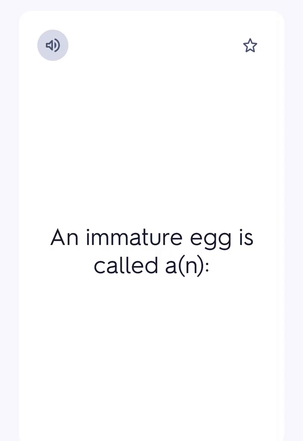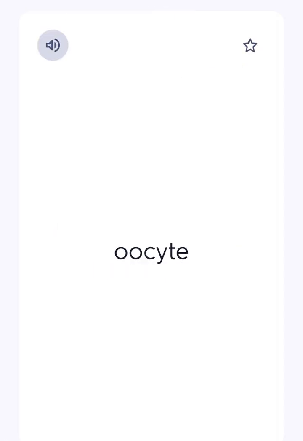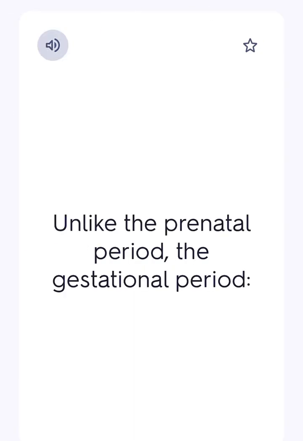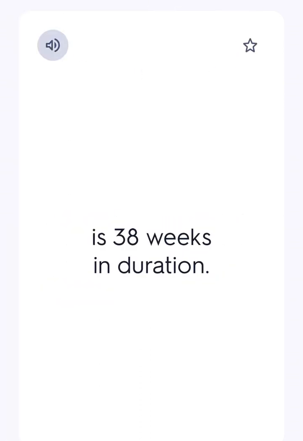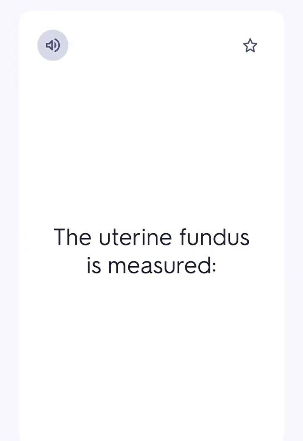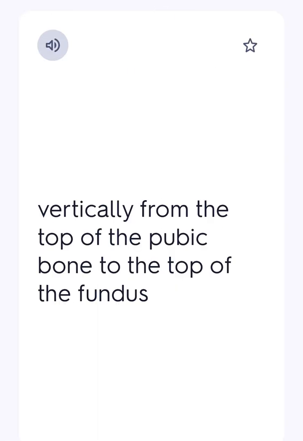An immature egg is called a oocyte. Unlike the prenatal period, the gestational period is 38 weeks in duration. The uterine fundus is measured vertically from the top of the pubic bone to the top of the fundus.